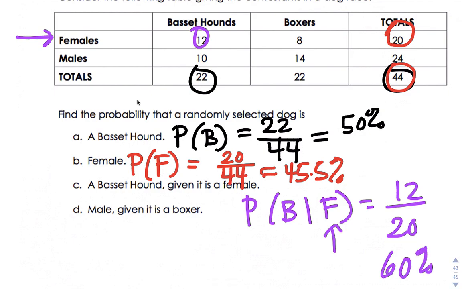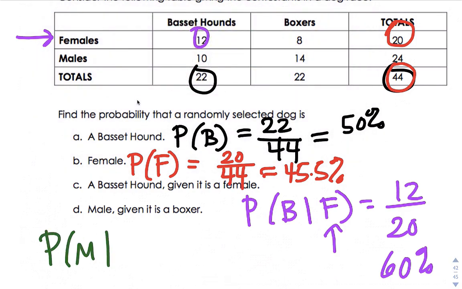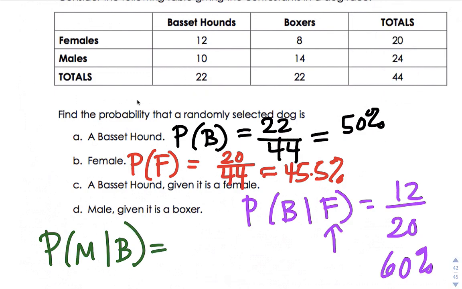And the last one, find the probability it is a male dog. Here, let me change colors here. Probability it is a male dog given it is a boxer. So let's look at all the boxers. I have a lot of stuff here. Let's erase. Okay, so all the boxers. All right, so here's all the boxers. And out of those boxers, what's the probability it is male? 14 out of 22, so that's 63.6%.